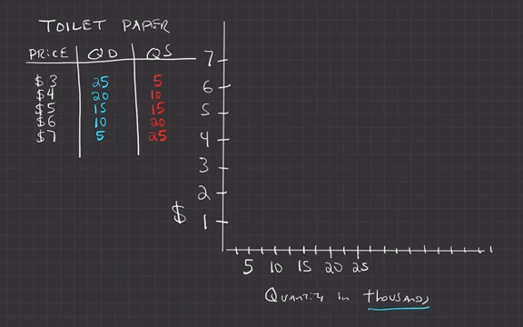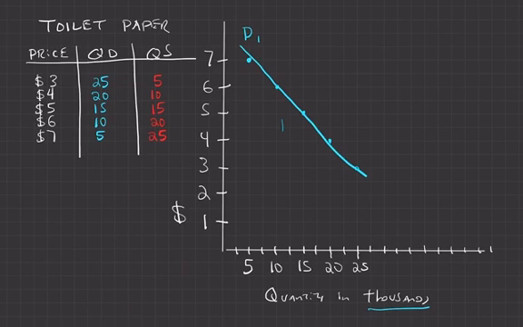So at $7, 5,000 people would buy a pack of toilet paper, and at $6, 10,000 people would buy a pack of toilet paper. I'm going to go on the lines right here. I think I missed a line. Let's fix that. There we go. And at $5, 15,000 people would buy it. At $4, we'd be up to 20,000. And at $3, 25,000. So we'd have a demand line sloping down for the demand for toilet paper.